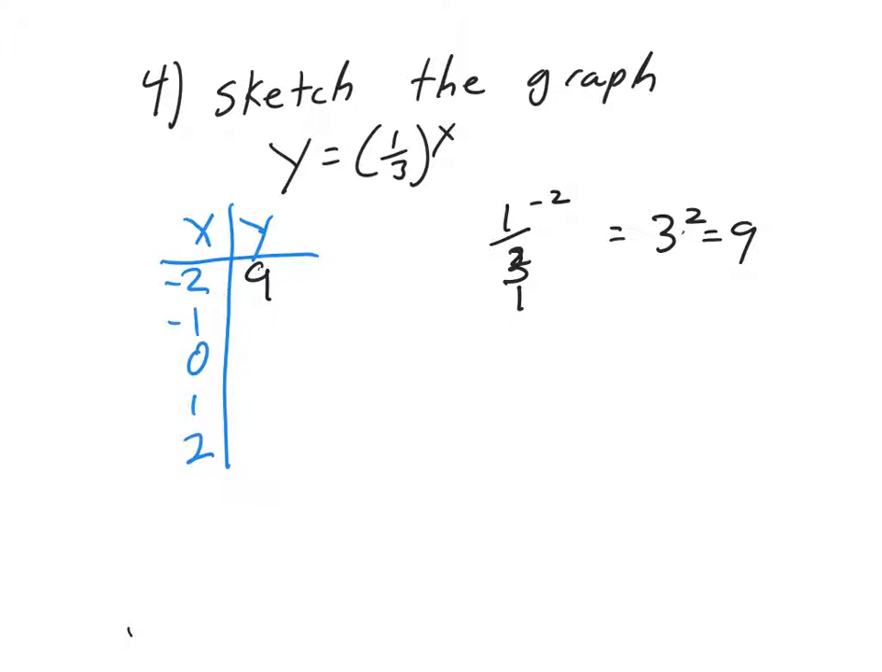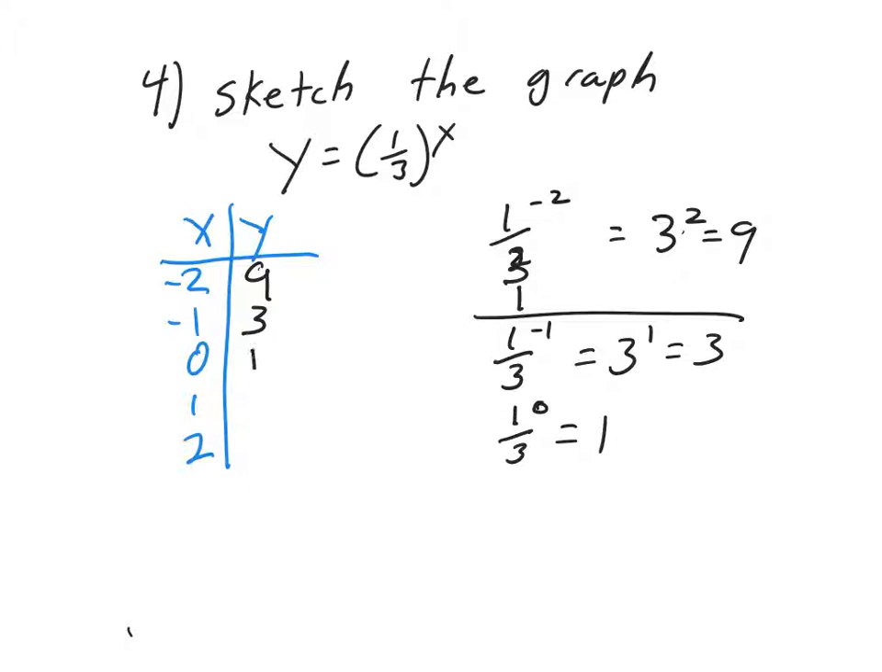And then we have negative 1, so we're going to do 1/3 to the negative 1 power is equal to 3 to the first power, which is 3. Then we have 1/3 to the 0 power. Anything to the 0 power is just 1. Then I have 1/3 to the first power, which is 1/3. And then 1/3 to the second power, which is 1/3 times 1/3, which is 1/9.